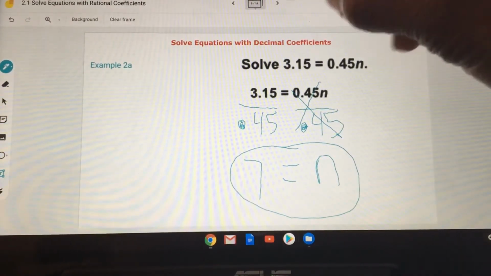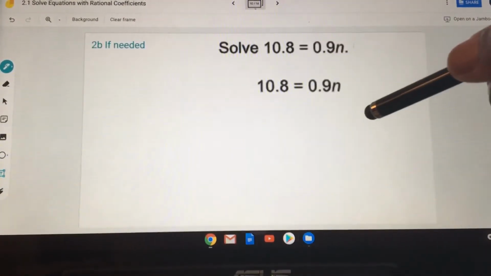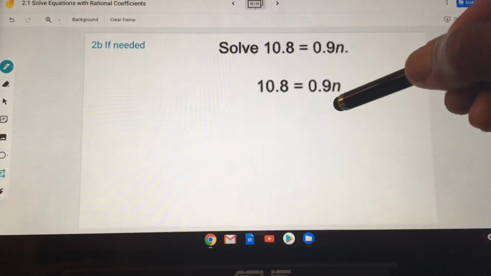I don't think we're going to require you to do the check today. So we're going to move on, so this can be a quick video. Here, this is the same thing. You would divide both sides by 0.9.